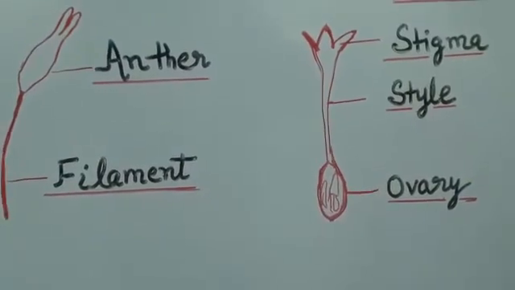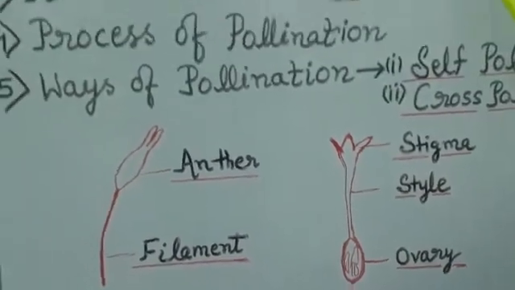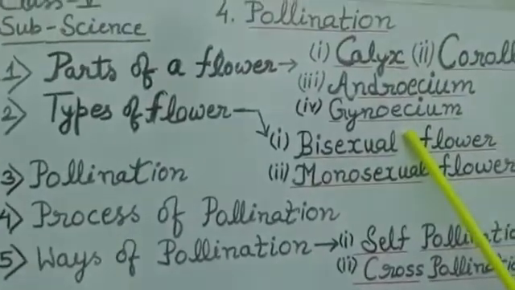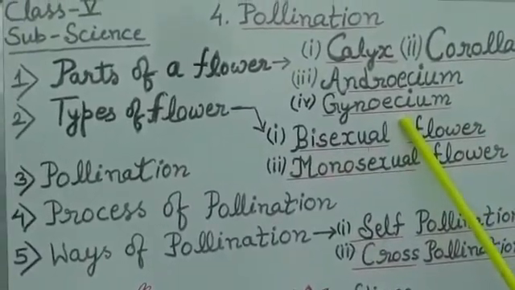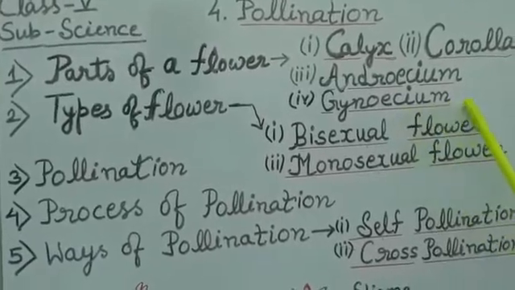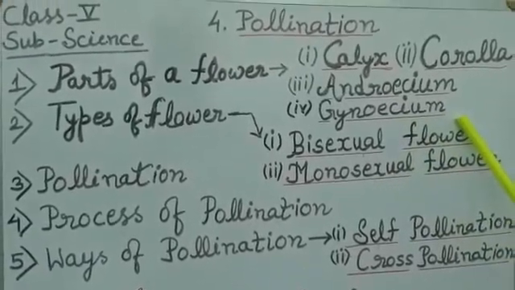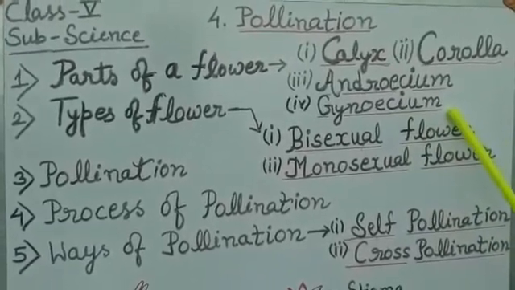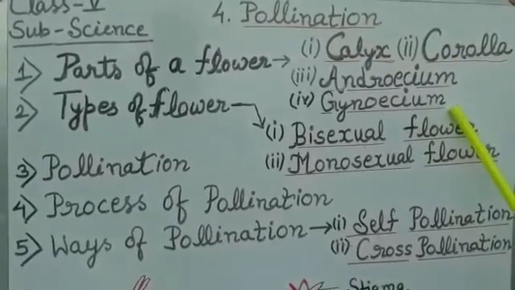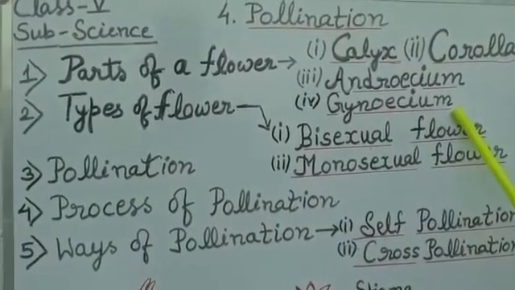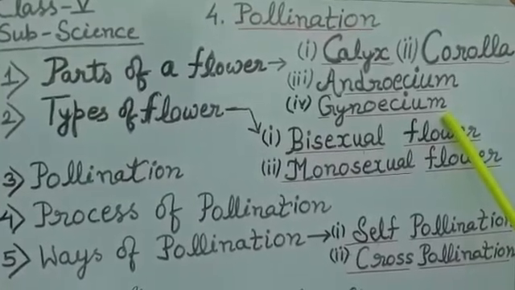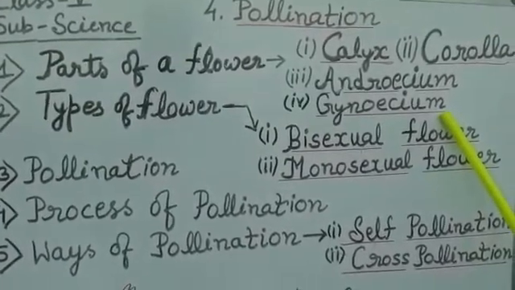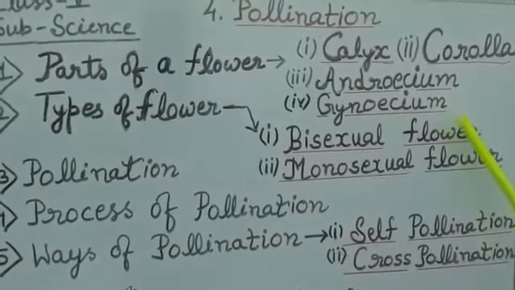The fourth part of flower, that is gynoecium. This is the innermost wall of a flower. It is generally located at the center of a flower. It is a collection of female reproductive units called pistil. Pistil consists of 3 parts: stigma, style, and ovary. Here is the diagram.